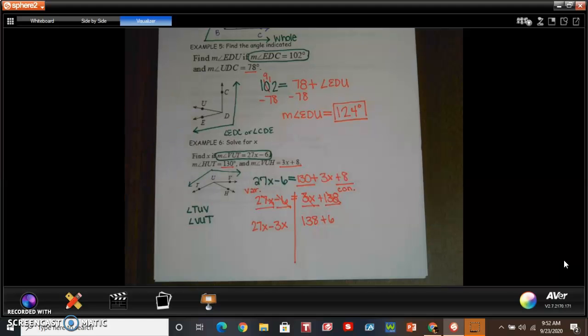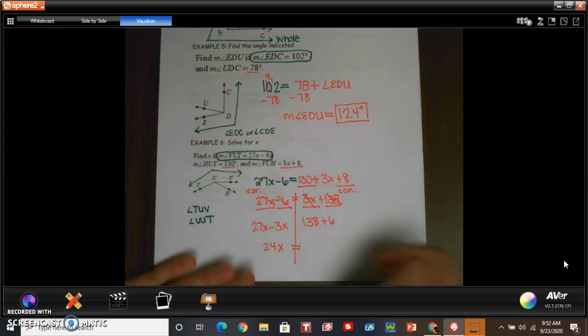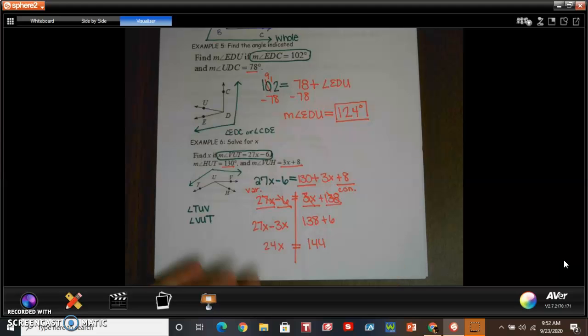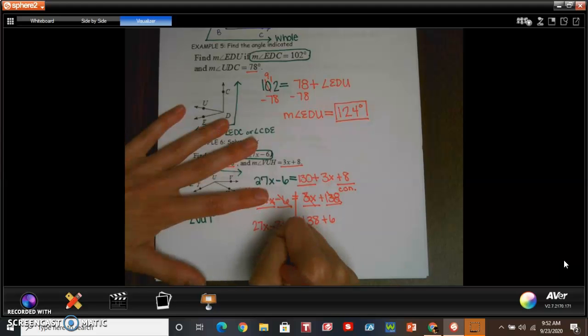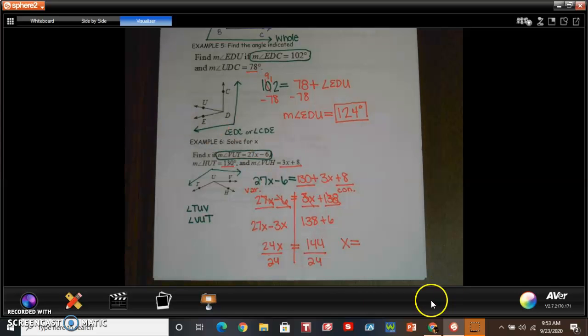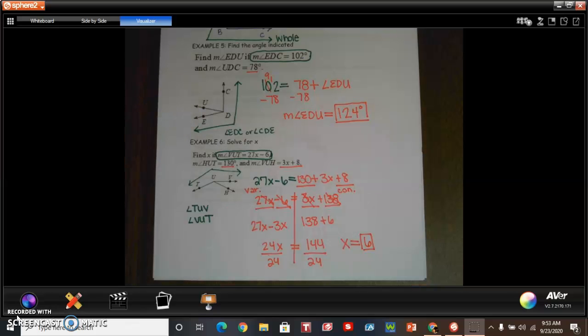Now we just simplify. So 27 minus 3 is 24x equals, and then 138 plus 6 would be 144. All right. Divide by 24, and you get x equals 6. So that would be your final answer. Again, this is also a question that is already on your homework, so you should already have those answers.